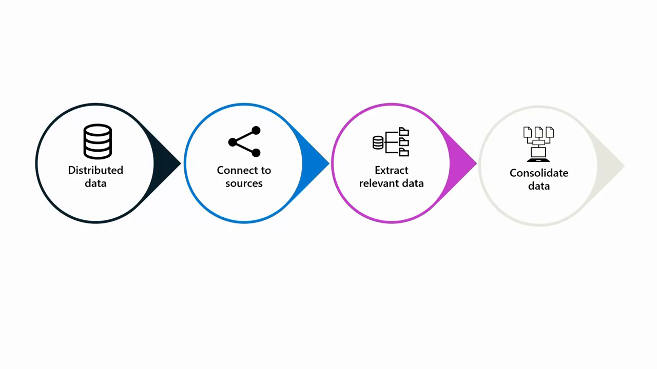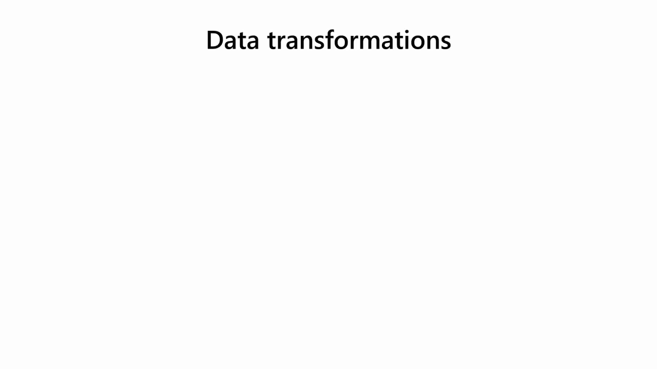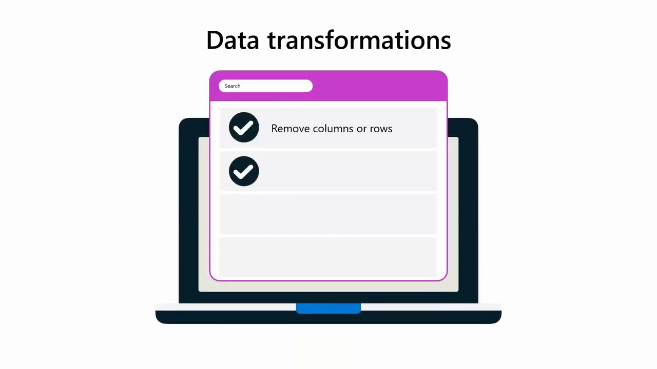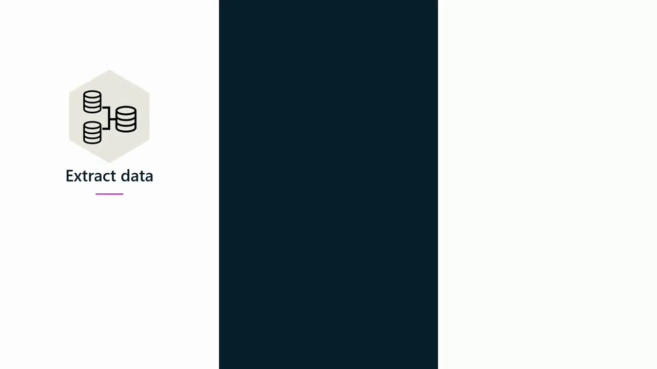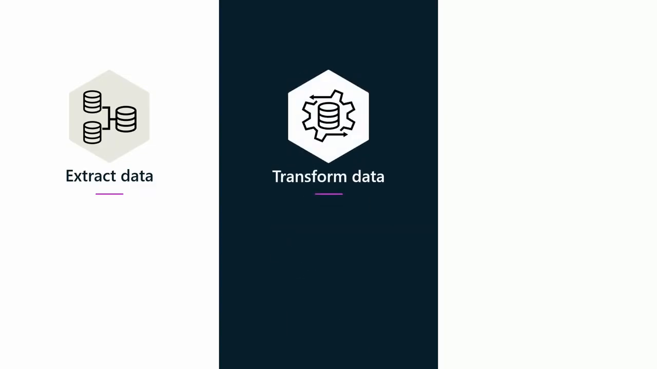With Power Query, you can easily connect to these different sources, extract the relevant data, and consolidate it into a single dataset. Once you've connected to your data sources, Power Query provides a user-friendly interface that allows you to perform various data transformations, such as removing unwanted columns or rows, splitting or merging columns, changing data types, and filtering and sorting data. Power Query is ideal for extracting data from various sources, cleaning and transforming it, and then loading it into a Power BI data model for further analysis and visualization.